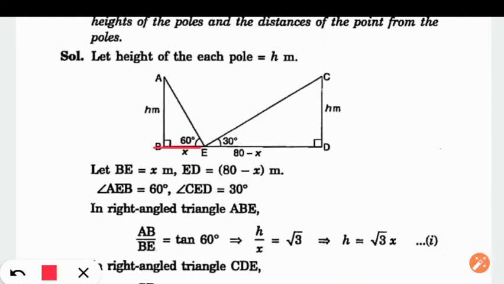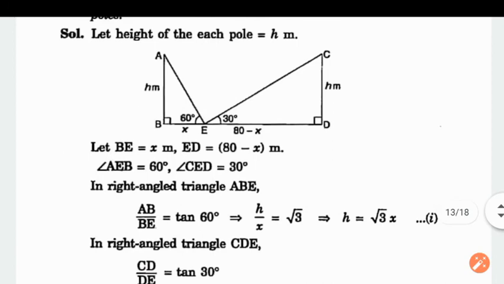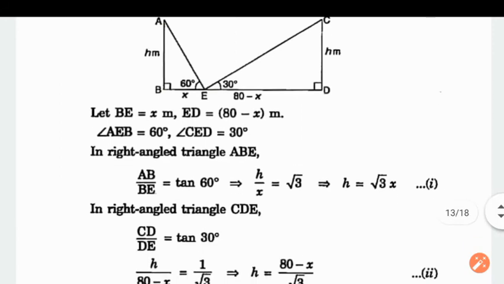From the first pole, we do not know what the distance BE is, let it be x. Since the width of the road is 80 meter, what will be ED? It will be 80 minus x. So let BE be equal to x, and ED be equal to 80 minus x meter. Two angles are drawn, so now use the two triangles. Triangle ABE, again we have h and x, which are perpendicular and base. So we will use tan or cot. Tan of 60 degree is perpendicular by base, so here it should be h by x.